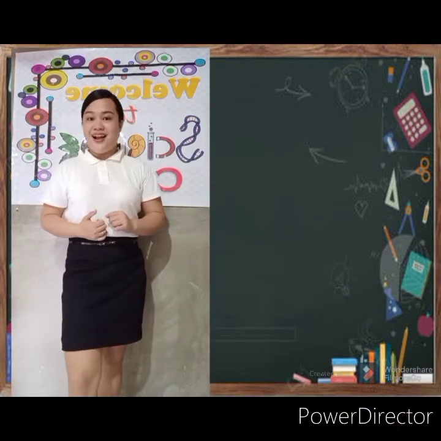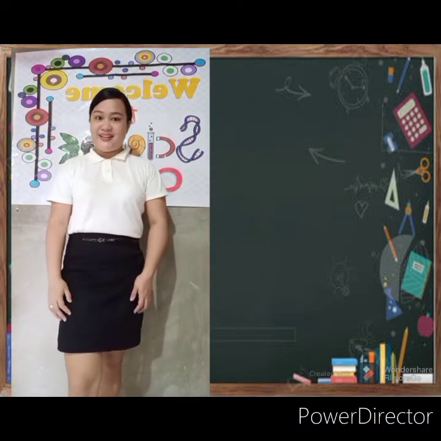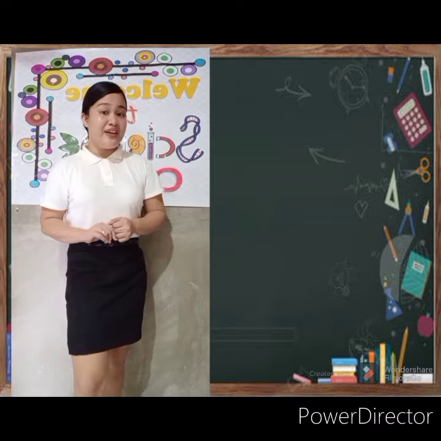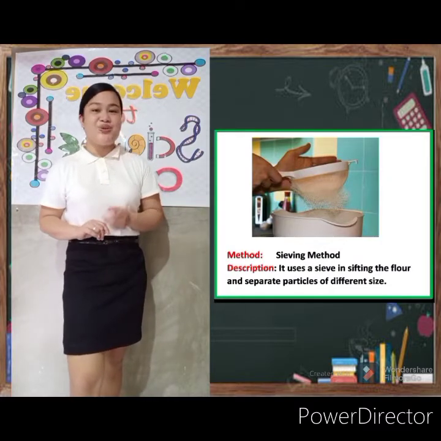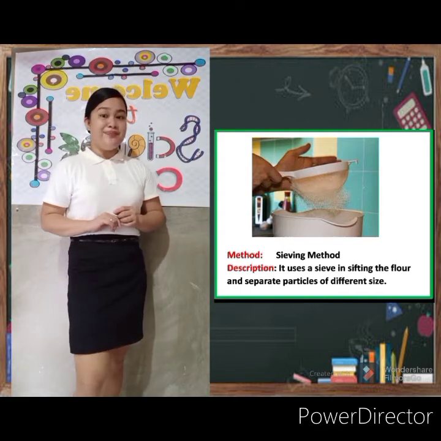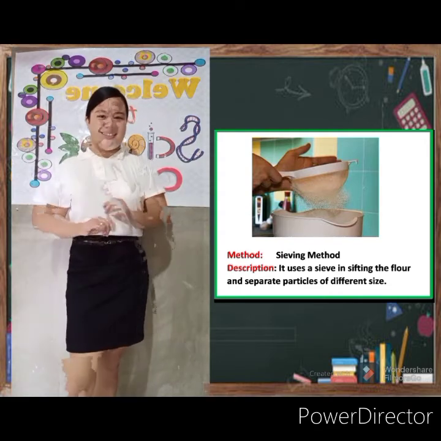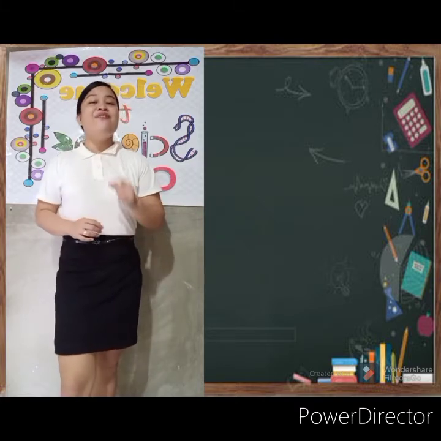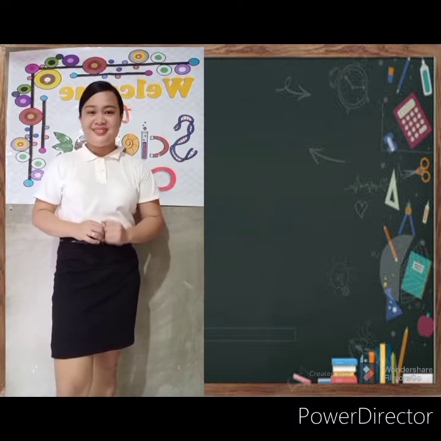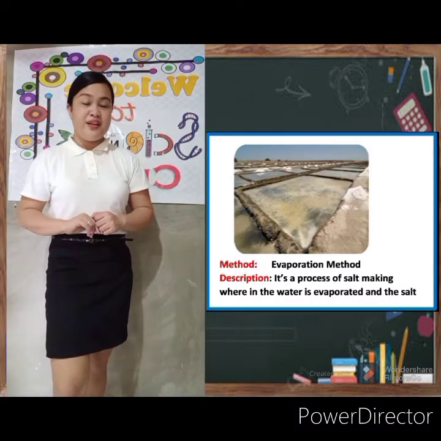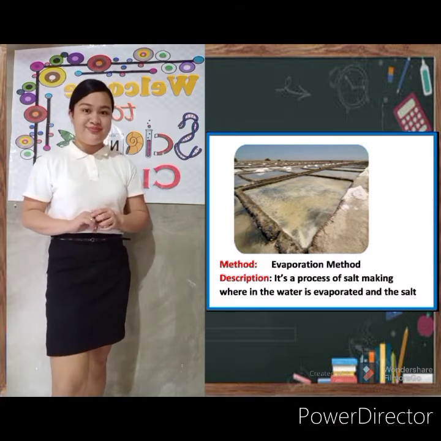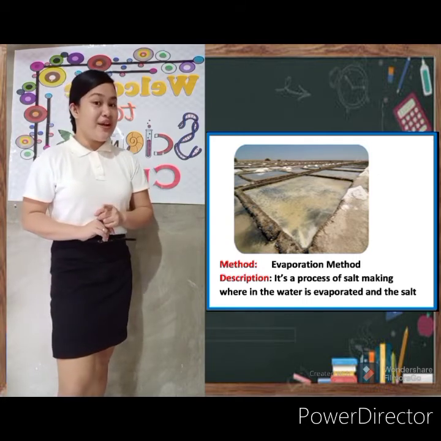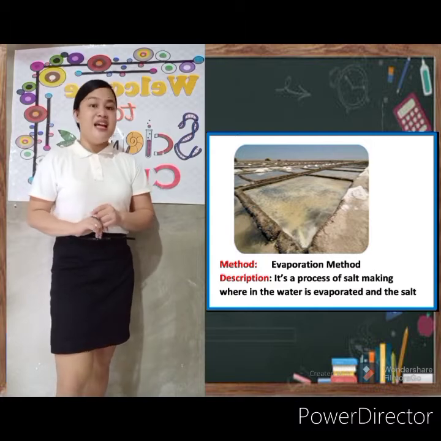Now let's check if your answers are correct. What do you think the answer is for number 1? Very good. It uses the sieving method because it uses a sieve in separating the particles of the flour. What do you think the method that has been used for number 2? Very good. It uses the evaporation method. It's a process of salt making. And the water is evaporated and the salt is all that is left.